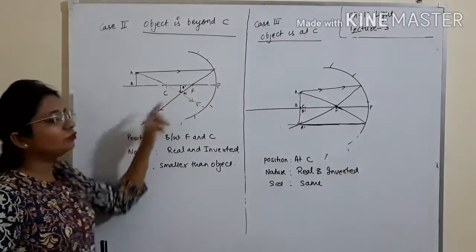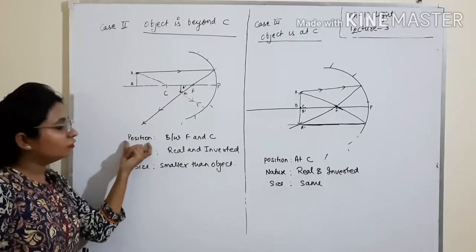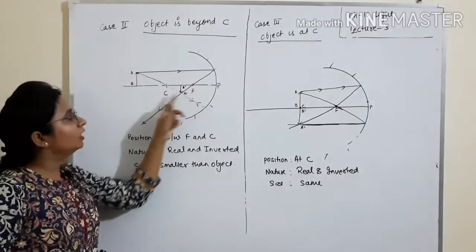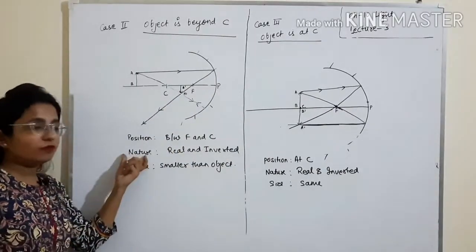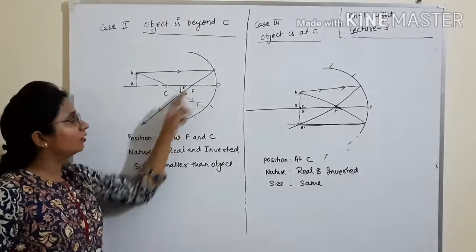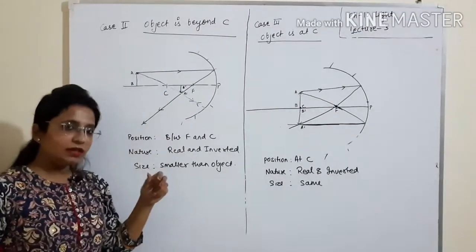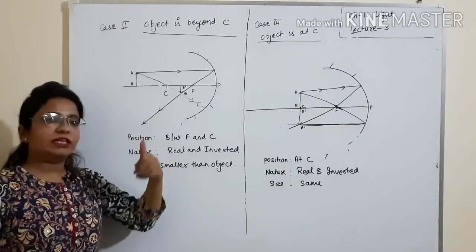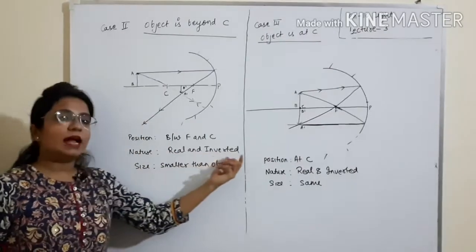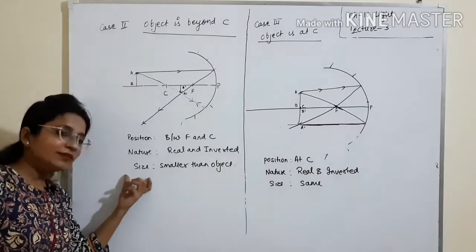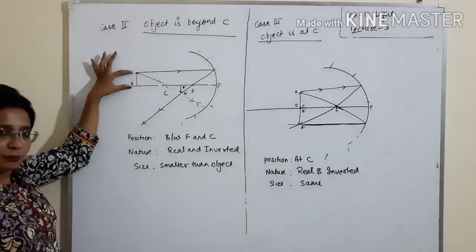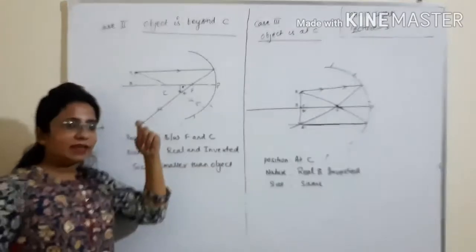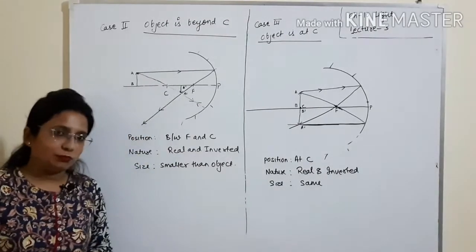उल्टी हो गई ना image? Position कहाँ बनी image? Between focus and the center of curvature. The nature of the image is real and inverted because light rays are actually meeting and the image is inverted, we can see. So the image is real and inverted. And what is the size of the image? Smaller than the object. We can see this is the object and the image is slightly smaller than the object.